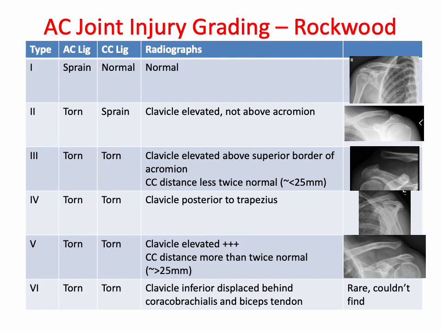So this is the Rockwood classification or grading system for acromioclavicular joint injuries. Type 1 injury can be subtle or not apparent at all on radiographs. You can sometimes see a bit of soft tissue injury, and that's where there's a sprain of the AC ligament and a normal CC ligament.